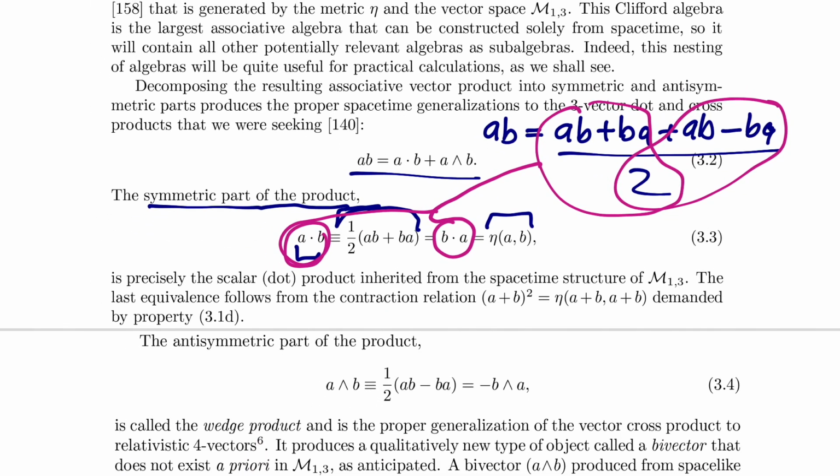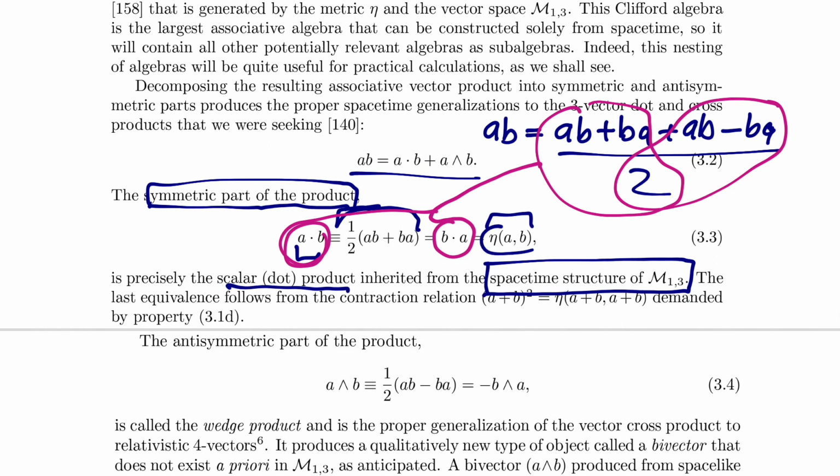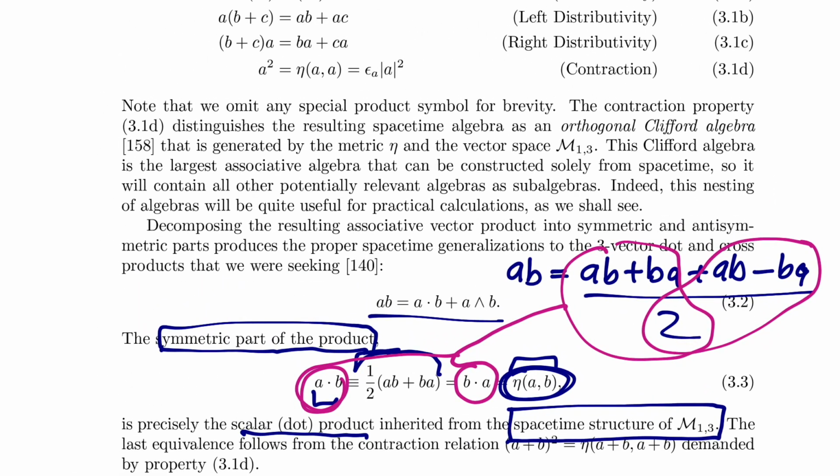Well, we've got to go to the last sentence of the paragraph for our hint. The symmetric part of the product, which we've now identified, is precisely the scalar dot product inherited from the space-time structure of M13. So this is really a great statement. The space-time structure of M13 defines the symmetric part of the space-time product, which is the scalar dot product. And why is it inherited from that? Well, because you've got this eta, and that eta has the space-time structure built right into it, because what is space-time structure? Space-time structure is the metric.